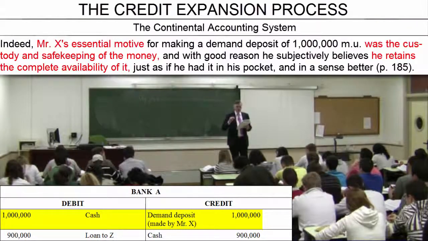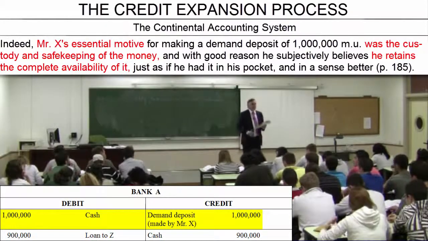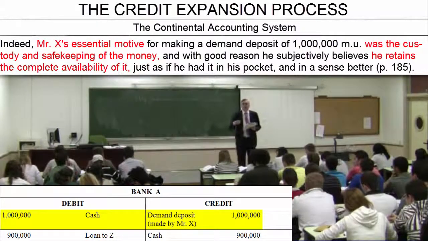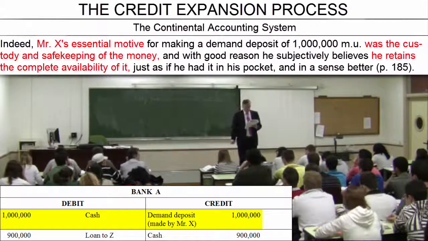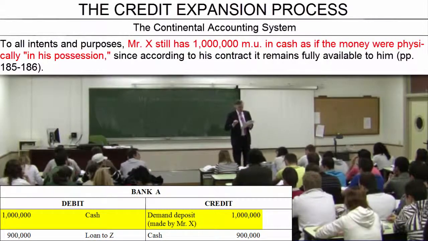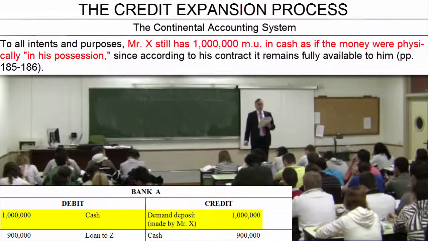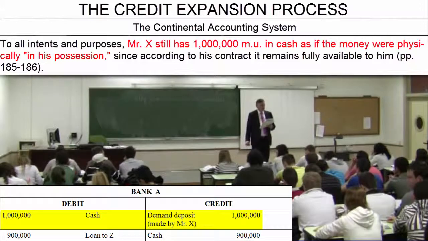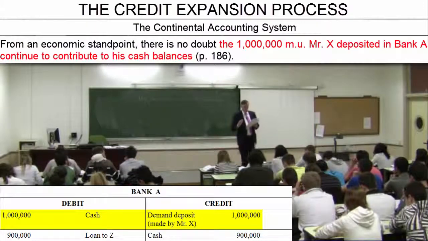He does not have the money in his pocket, he has it in the bank, and it is immediately available to him. He can go to the bank today at any time and withdraw his money. Thus, I repeat, Mr. X still has the same balance of 1,000,000 monetary units of liquid assets, or money, that he had before. It is as if the money were physically in his possession, since, according to his contract, a demand deposit, he enjoys the full availability of those monetary units. Hence, there is no doubt that from an economic standpoint, the 1,000,000 monetary units Mr. X deposited in the bank form part of his cash balances and the money supply.